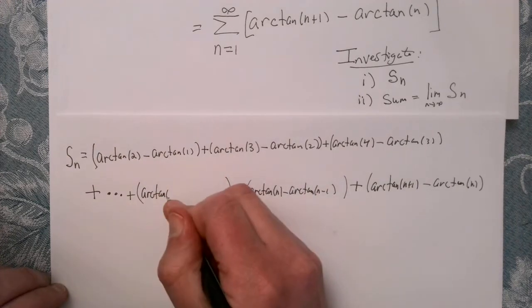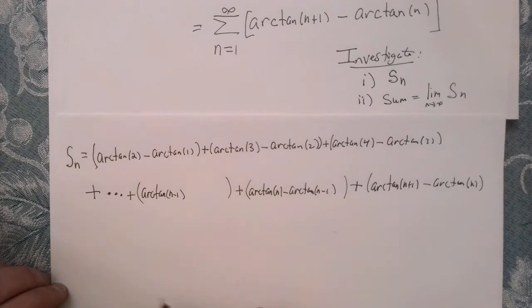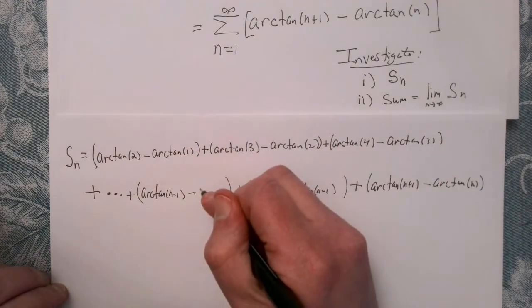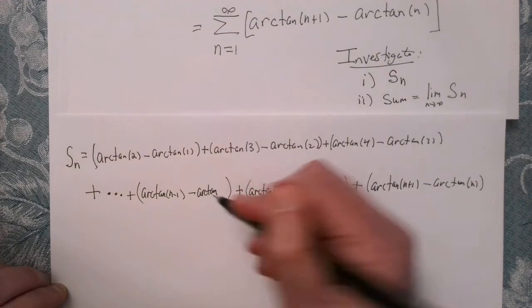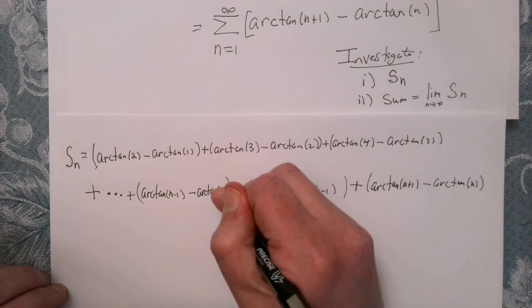And you're probably noticing as you write, we have some terms that are going to cancel. That's what we want with a telescoping series. So that's the arctan of n minus 2.